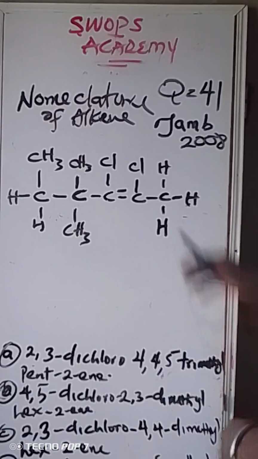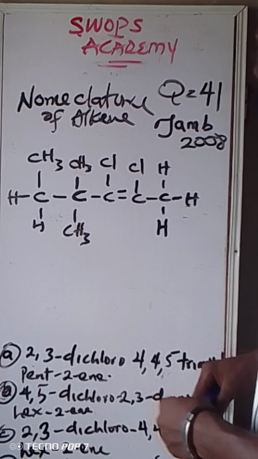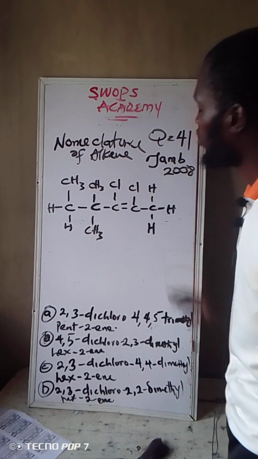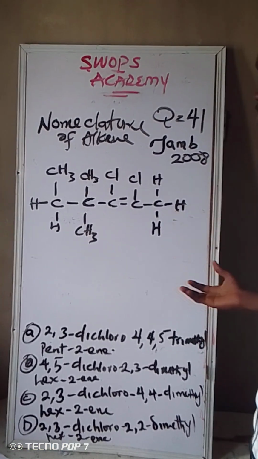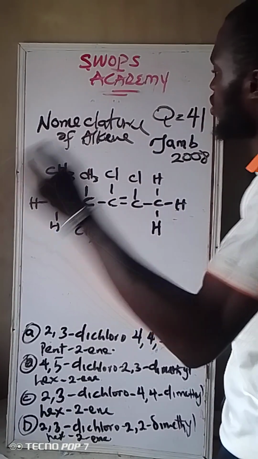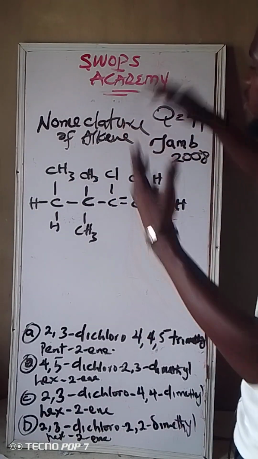Now this is one structural formula for an ene. How do we know that it is an ene? Check, there's a double bond here. Then let's quickly go straight to the point. Firstly, you have to determine the longest chain. Go and read more on that. We have done a video that will tell you the rules guiding this.